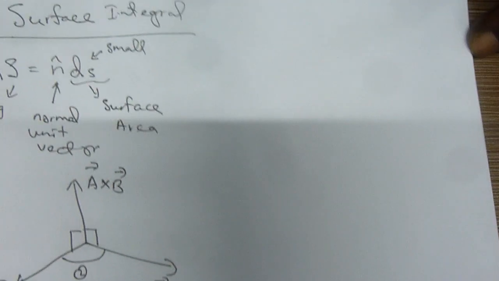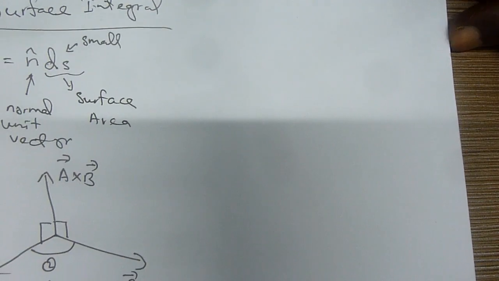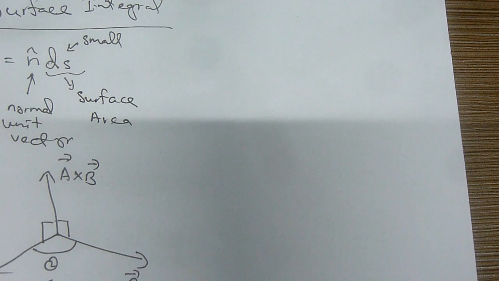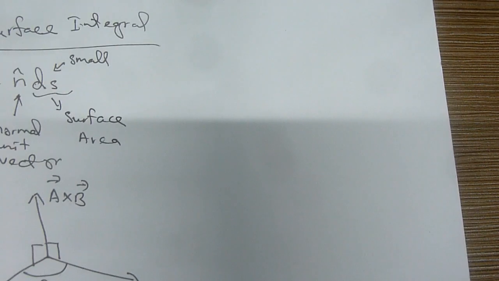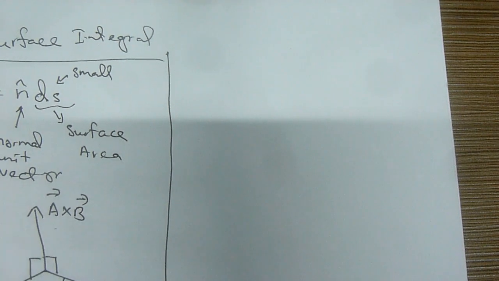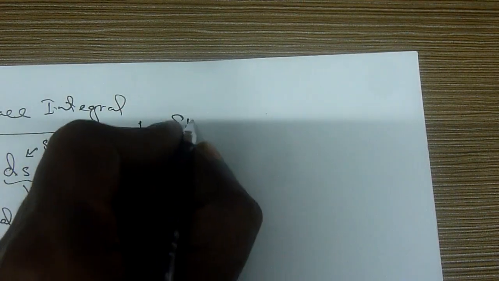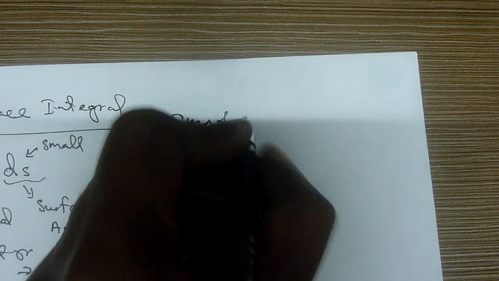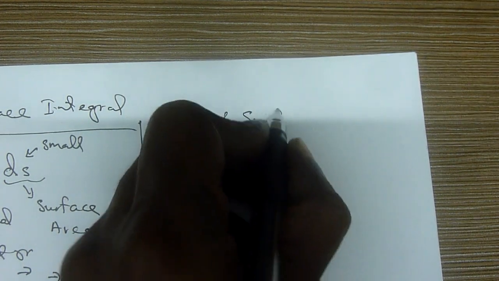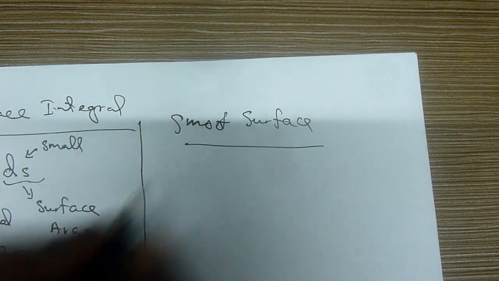I will use the same paper, it's easier for you to see what I'm trying to say. What I mean by smooth surface here: first I start with the smooth surface, and how do we define the smooth surface.